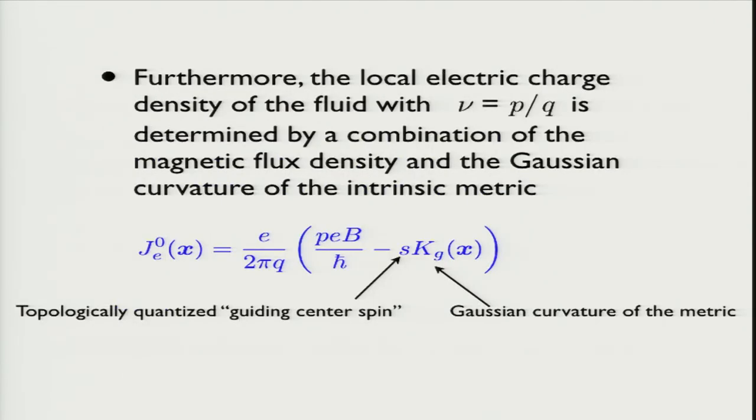Yeah, so the wild thing is that there's not just one gauge field around in here: the spin couples to the Gaussian curvature of the metric. And that's, of course, the general nature of spins coupled to curvatures. So in the full structure, the electron density is not just tied to the magnetic field density. It's actually tied to a combination of the magnetic field density and the Gaussian curvature of its own metric.